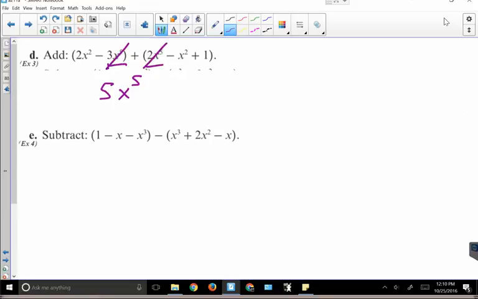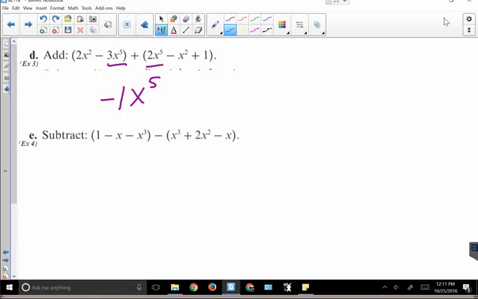I got a question for you, though. There was a negative in front of it. Do I have to concern myself with that? I do. So it's going to be x to the fifth, but it's going to be a negative 3 and a positive 2, right? So that would end up being negative 1 x to the fifth. So watch signs. If anything kills people in this, it's the signs.